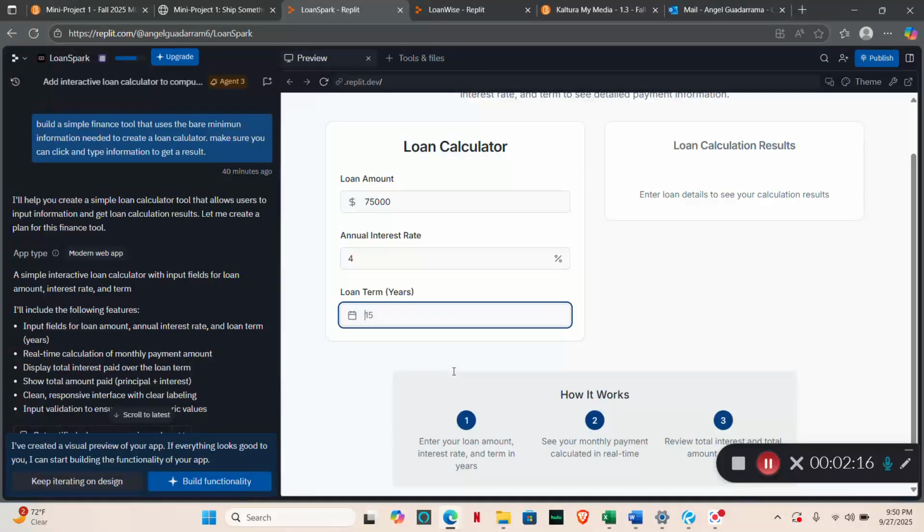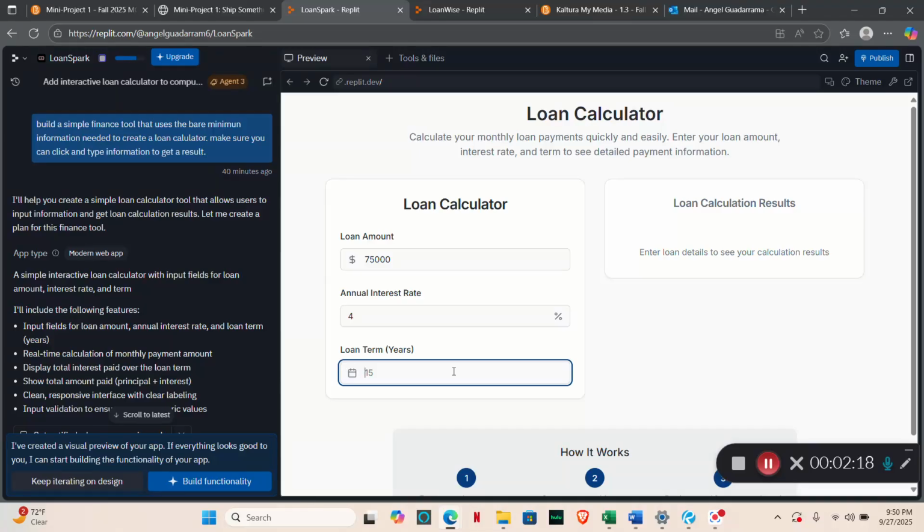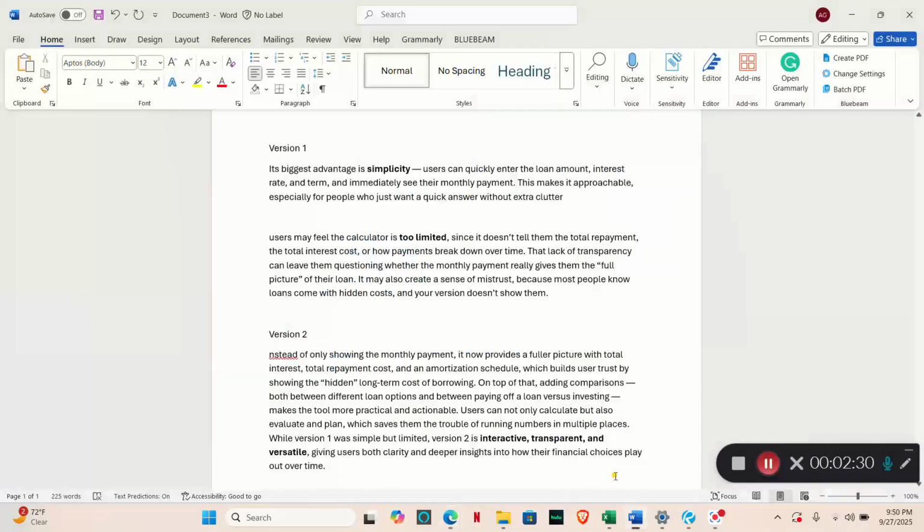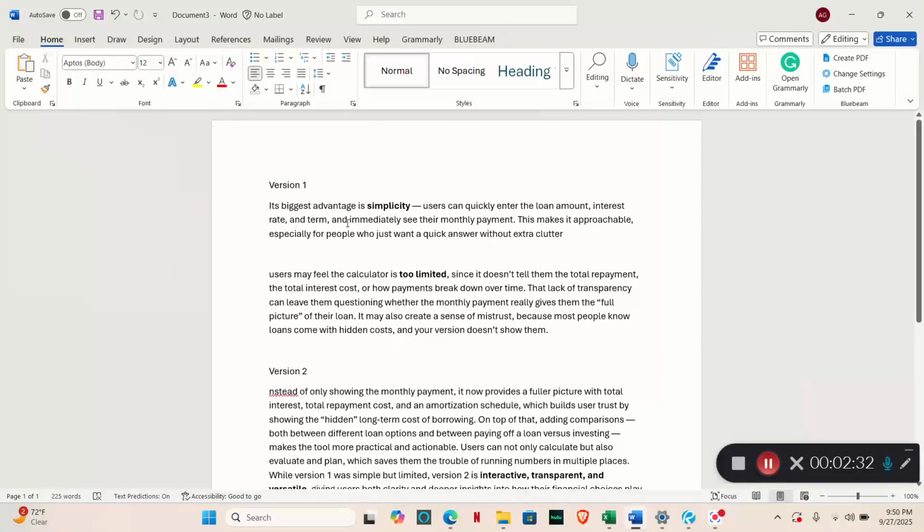So this is a good beginner step. It calculates the monthly loan payment quickly and pretty easily. As I mentioned, you just enter the loan amount, interest rate, and term to see the detailed payment. So for my version one, I have some advantages and disadvantages.